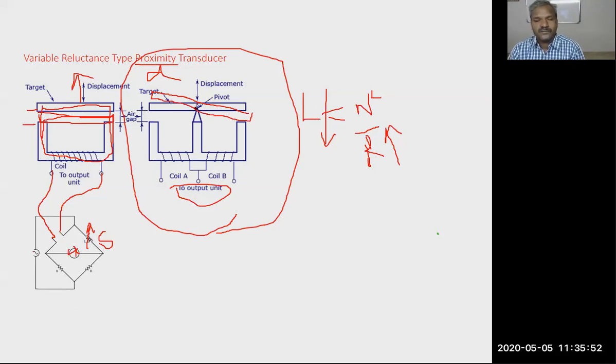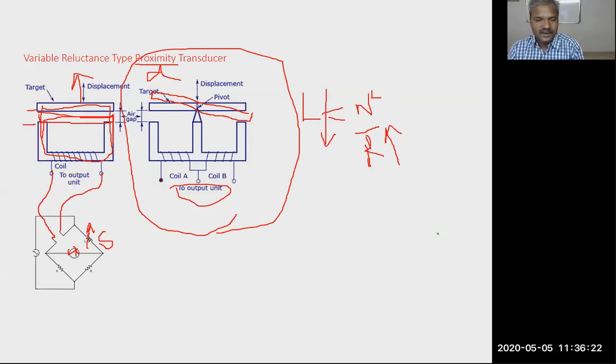This is when the displacement is on this side and this side, so you can detect the output. This is a pivot, for this type of motion. When the target is here, the detector gives more output: coil A gives more output. When this moves towards this side, coil B gives more output.